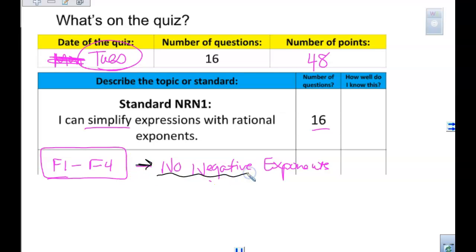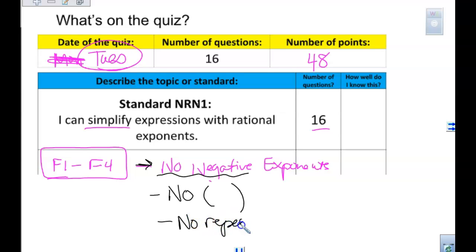No negative exponents. Some of you will leave that in your answer, either in the numerator or denominator. If you have a negative exponent, it's wrong. There should be no parentheses. Simplified means you got rid of the parentheses, right? There should be no repeats of variables.